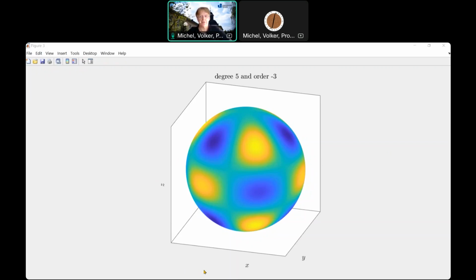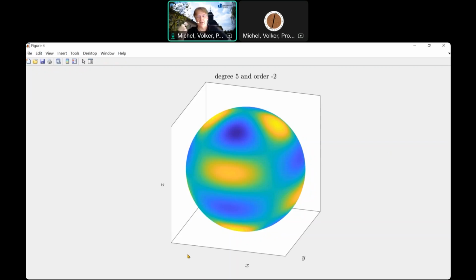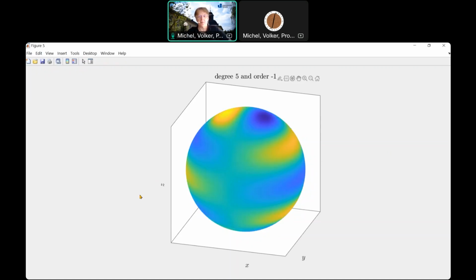And this continues to order -2. It's now a cosine of 2 phi. You get essentially fewer maxima and minima in the longitude direction, but you get more maxima and minima in the latitude direction. And for order -1, that's the way it looks.